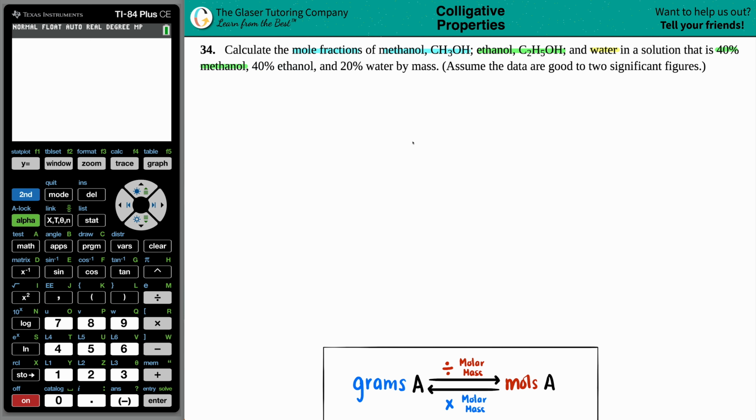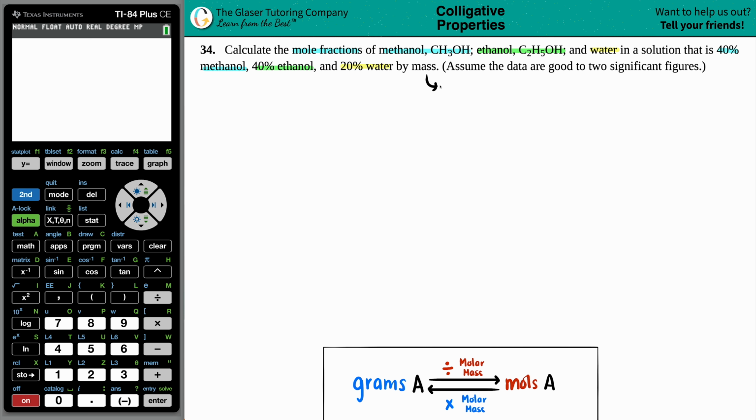And I just want to color code this better. I tried doing it, but I put the wrong color. So blue goes with blue. Methanol, CH3OH, is 40% part of the solution. We have a 40% ethanol solution, part of it, and we got 20% of the water. And this is all by mass.